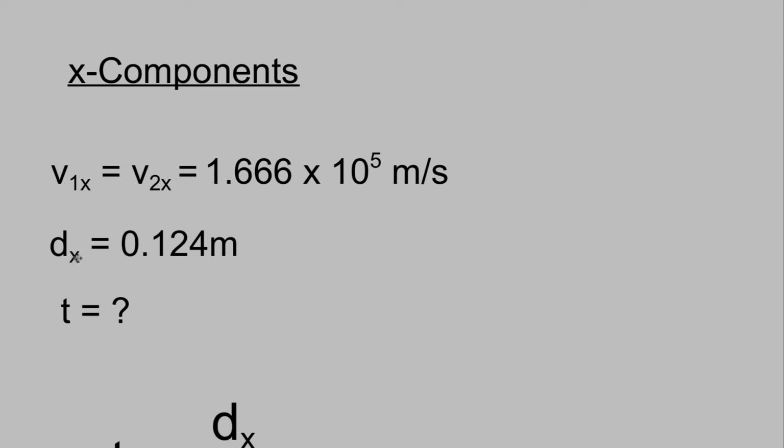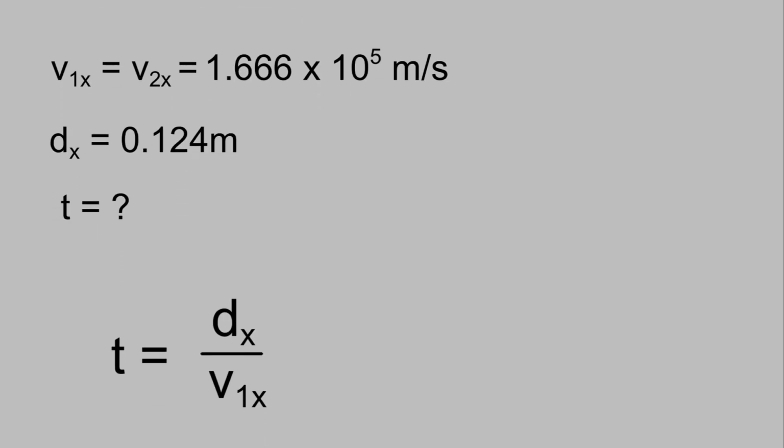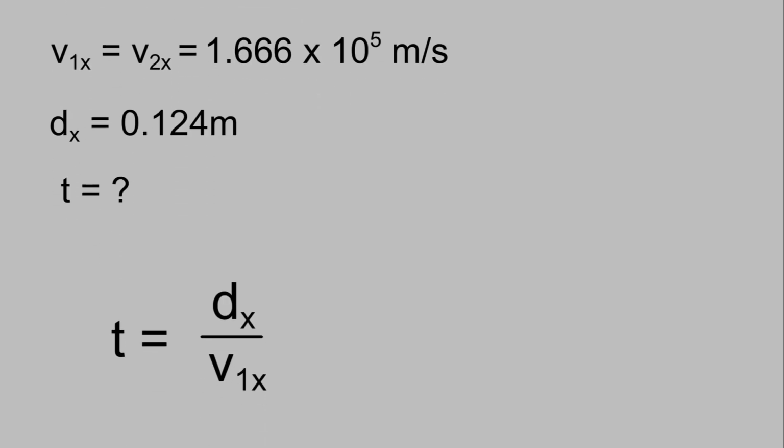So in terms of our x components, v1x, which is the initial velocity, is also equal to the final velocity in the x direction. There is no acceleration in the x direction. This is going to be in a vacuum, no air resistance whatsoever. So 1.666 times 10 to the 5 meters per second. The distance it has to travel in the x direction is 0.124 meters. That's the length of those plates. So we're looking for the time inside the plates, the time inside the field.